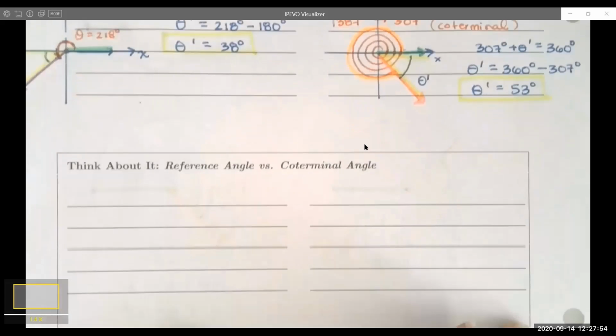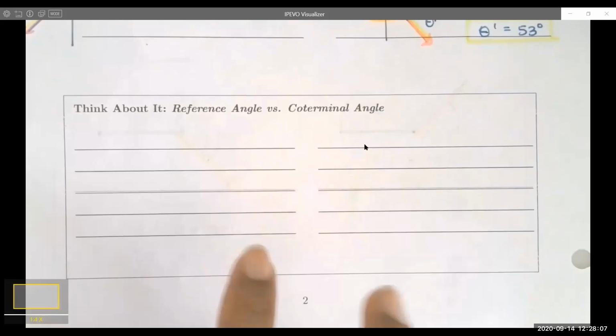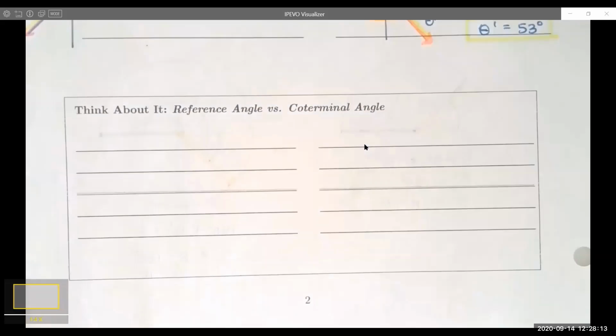What I want to do now is compare the reference angle versus a coterminal angle, because these two often get confused, and I want to make sure that there is a clear distinction between the two. So when we're talking about the reference angle, let's just list what the definition of reference angle is.